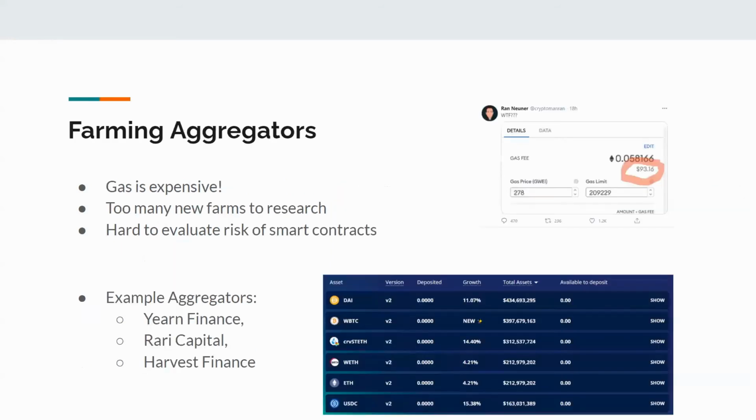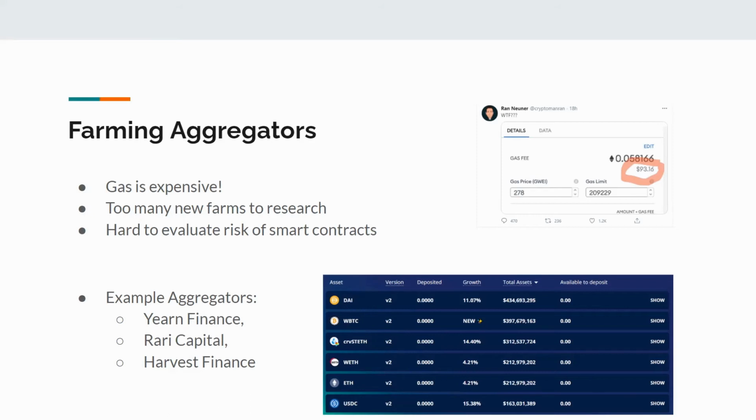I'm going to quickly go over the farming aggregators. Again, I went over this before, but there are so many different blockchains and so many different products we can yield farm. These aggregators essentially just help you find the best products for you. And you can see, if you were to farm by yourself, gas is extremely expensive. The tweet on the right is a photo of someone trying to send coins to somebody else. It's costing close to $100 of Ethereum just to send these coins.